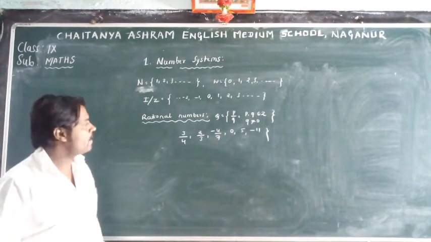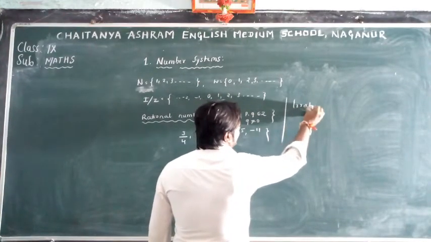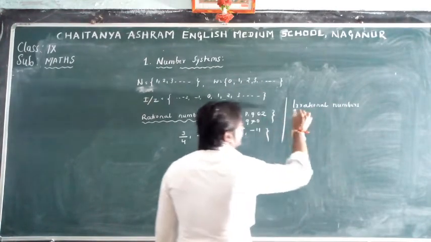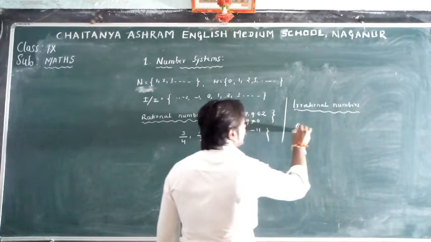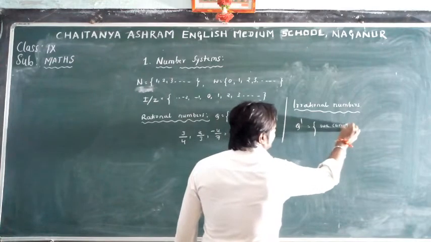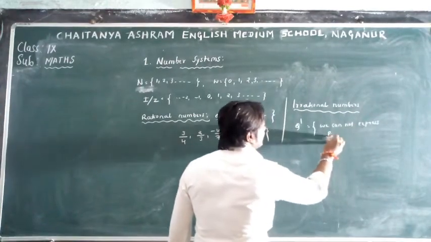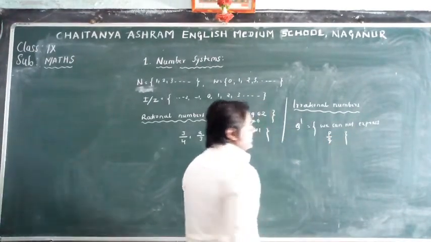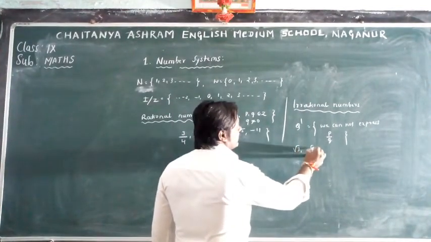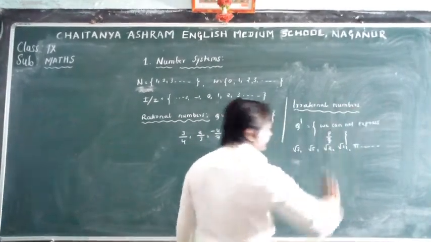And we studied another type of numbers, that is irrational numbers. This set is denoted by Q dash. So here we cannot express the numbers in the form of p by q. Such numbers are called irrational numbers. For example, √3, √5, √2, √11, and so on.